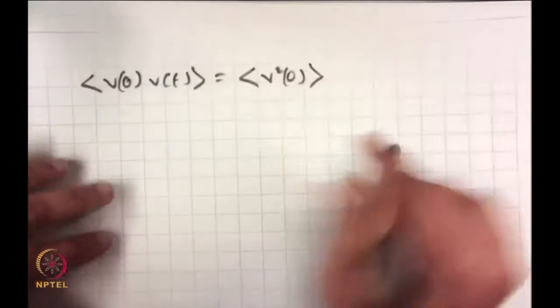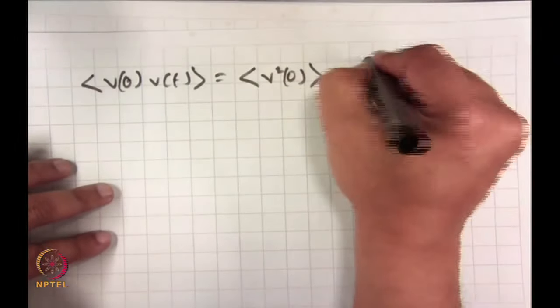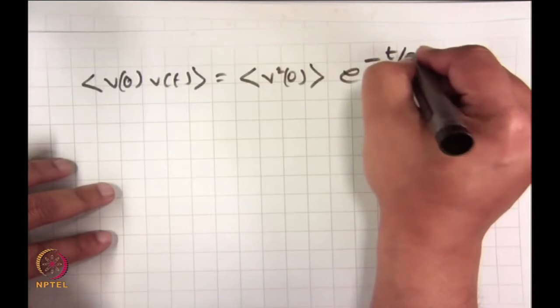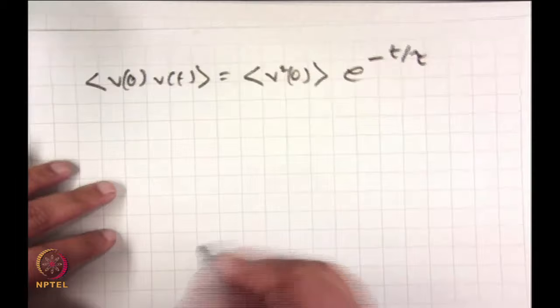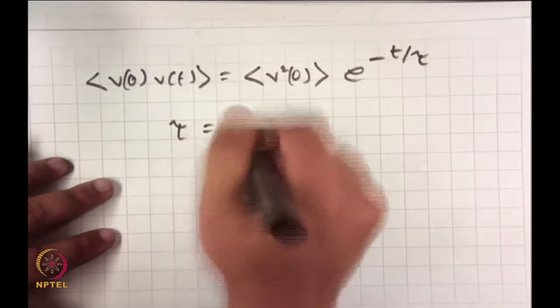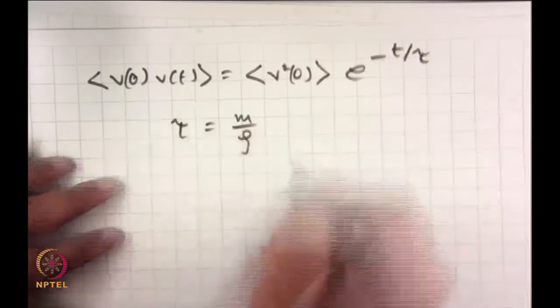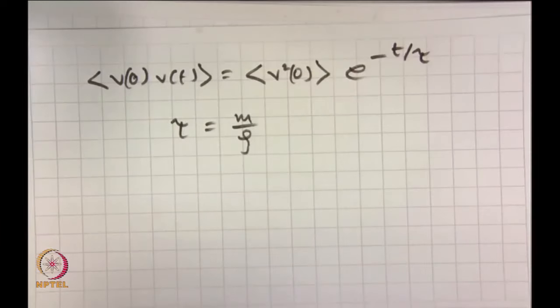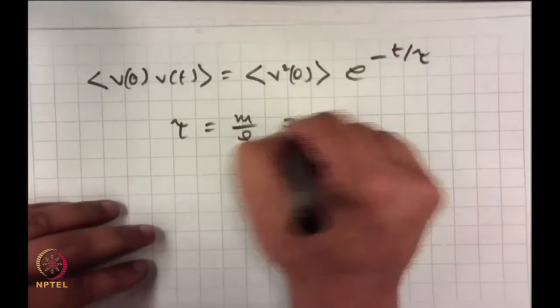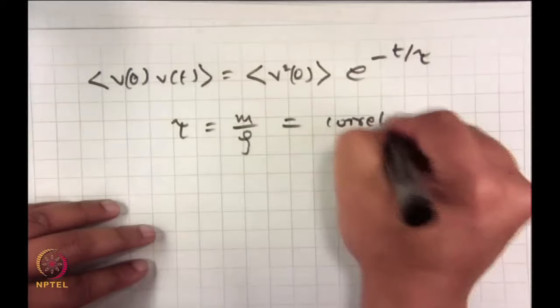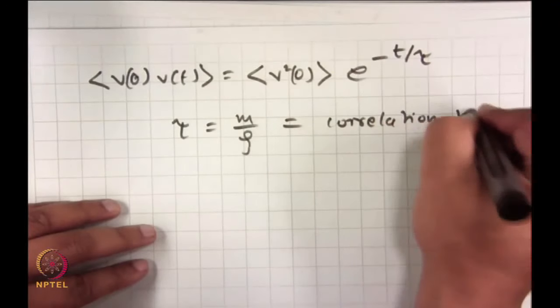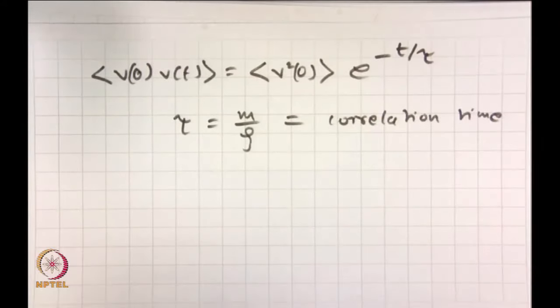v squared e to the power minus t by, say, I say tau, where tau is equal to m by xi, and this is your correlation time. Okay.